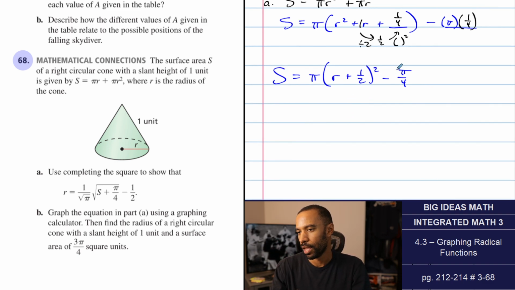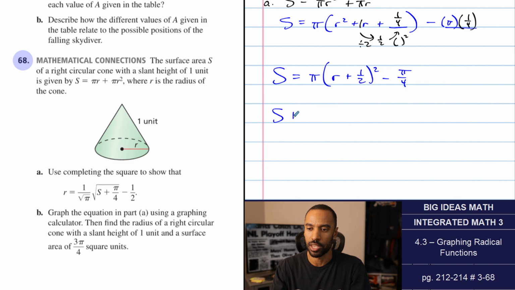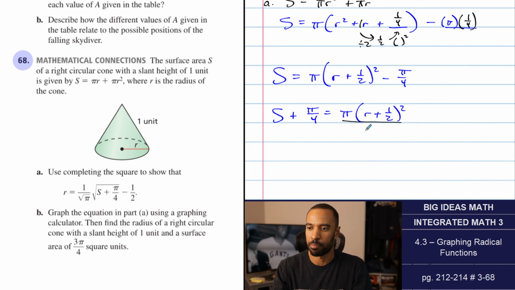First of all, pi's already factored out, so I can't factor it out twice. I can add pi over 4 to this side, so I get S plus pi over 4 equals pi times r plus 1/2 quantity squared. I can divide both sides by pi. Now, when I divide by pi here, S gets divided by pi, and this pi over pi cancels out, and you have 1/4.